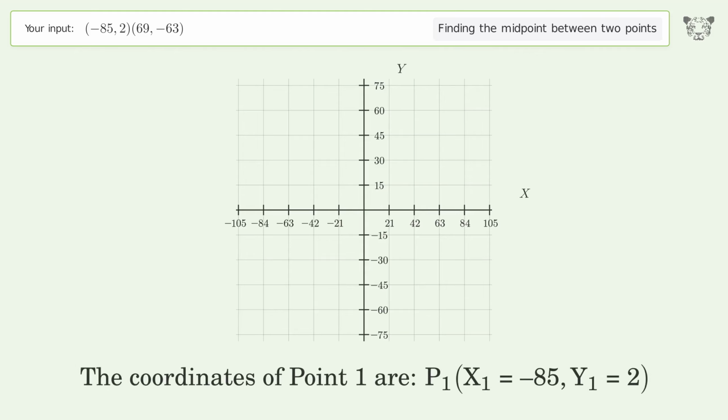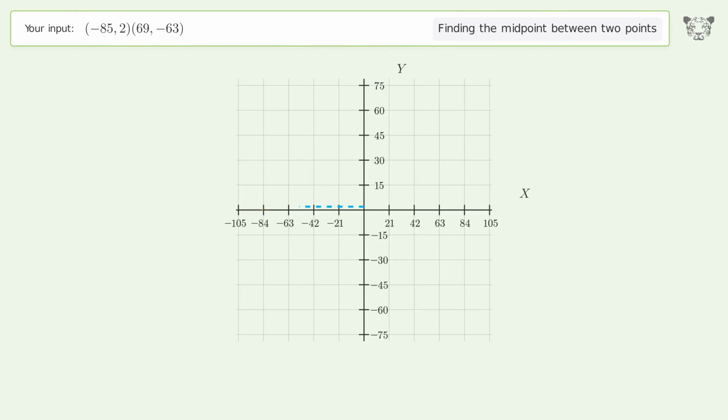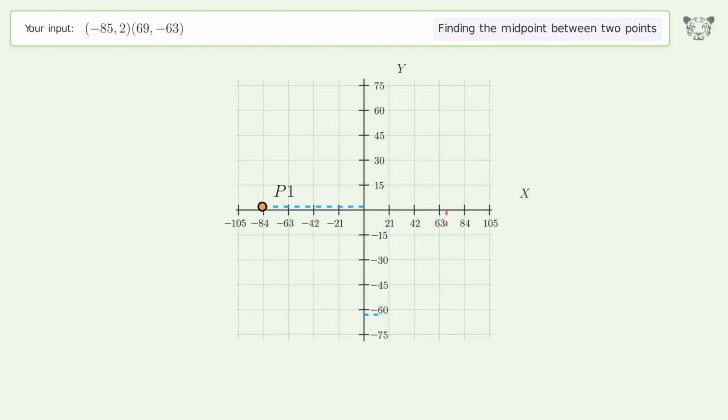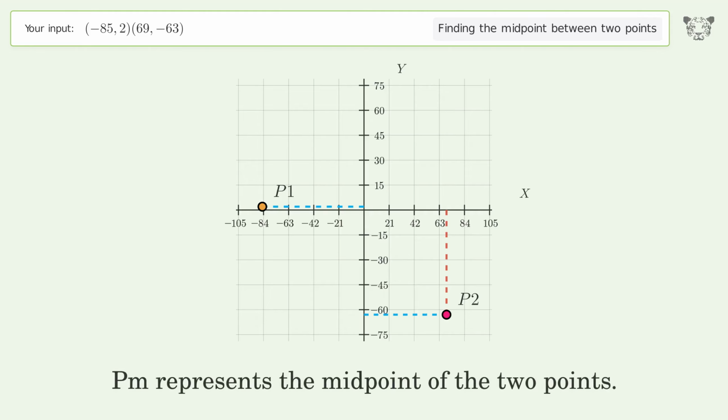The coordinates of point 1 are, x1 equals -85, y1 equals 2. The coordinates of point 2 are, x2 equals 69, y2 equals -63. PM represents the midpoint of the 2 points.